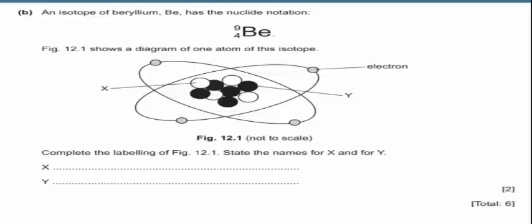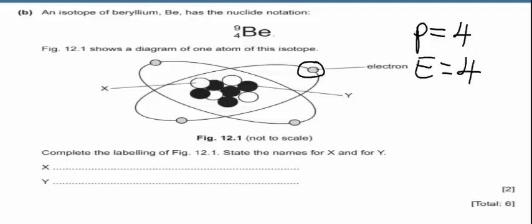Then the next question, which is B. An isotope of beryllium, Be, has the nuclide notation, where we're going to have the mass number of 9, the proton number of 4. Figure 12.1 shows a diagram of one atom of this isotope. So this one here is showing the electrons. So how many electrons we have here? We have about 4 electrons. Now, since electrons are equal to the number of protons, the protons are also going to be 4. So protons here we have 4. Electrons here we have 4. Electrons are equal to the number of protons.